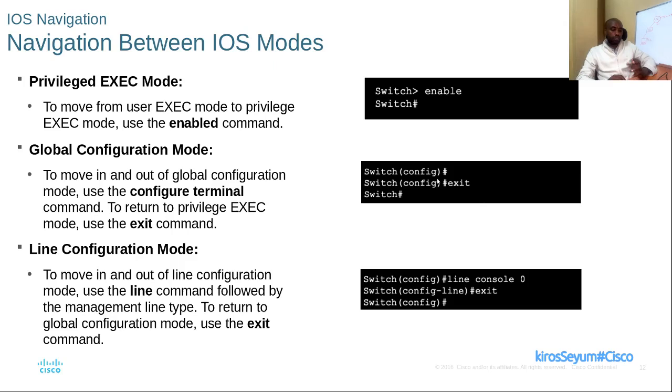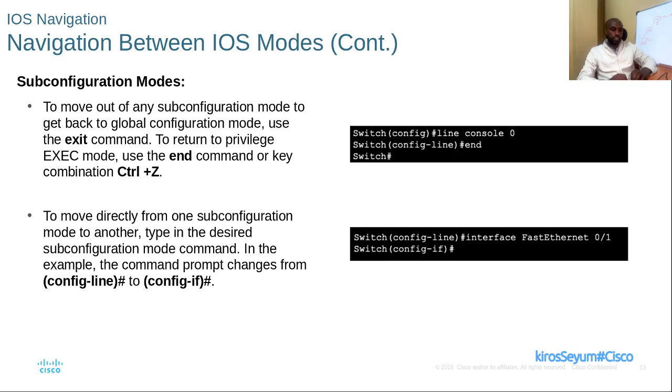So after global configuration you can exit. If you want to go, for example, to the line or to the interface after you enter global configuration, you have to say line console. This is for the console. If it is for other lines, like for example auxiliary lines, you say line auxiliary or something. I think we will see that configuration. And line console is for the console cable.